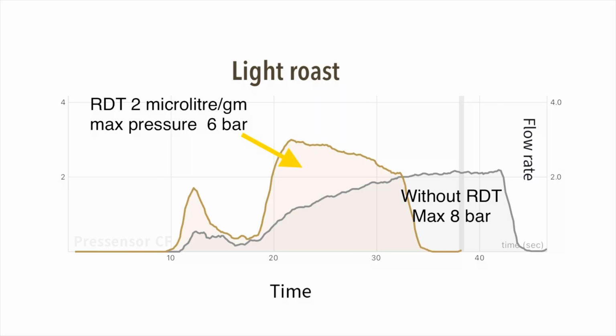I then tested the light roast, but this time I used an even smaller amount. I used 2 microliter per gram. The extraction was somewhat faster, with a flow rate of about 3 ml per second, and the maximum pressure was 6 bar. The flavors, however, were much, much better. There was more clarity, and the coffee that I used promised bright flavors, and this is exactly what I got.